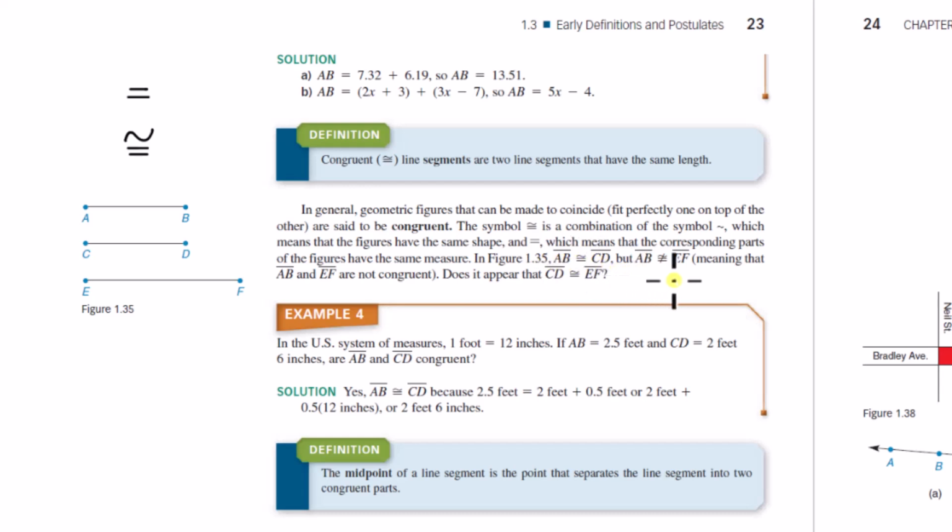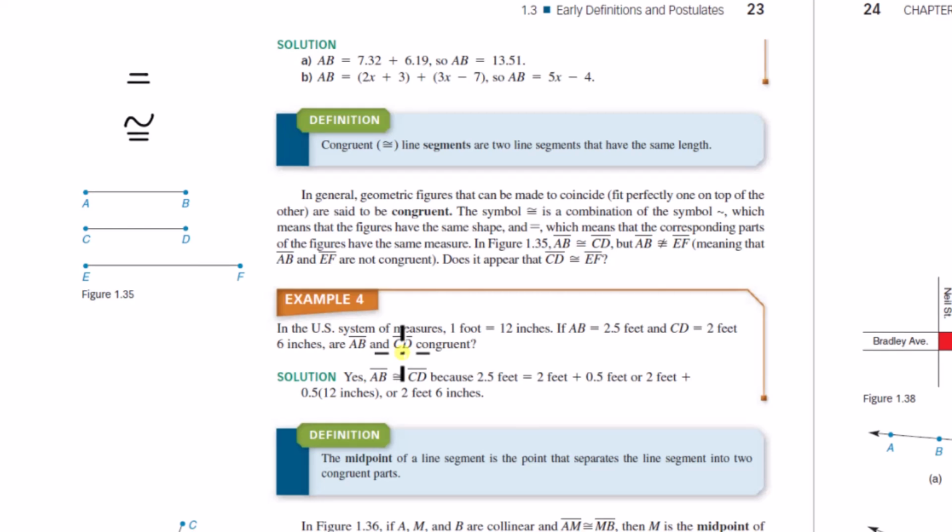In figure 1.35, AB is congruent to CD, segment AB congruent to segment CD, but segment AB is not congruent to segment EF, meaning that segments AB and EF are not congruent. Does it appear that CD is congruent to EF? No. CD is not congruent to EF, AB is not congruent to EF, but AB and CD are congruent.